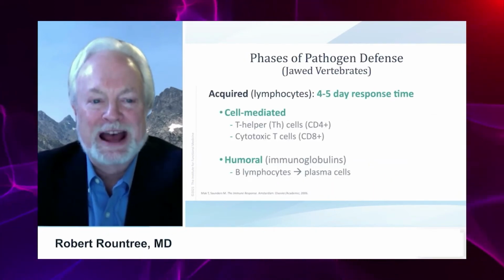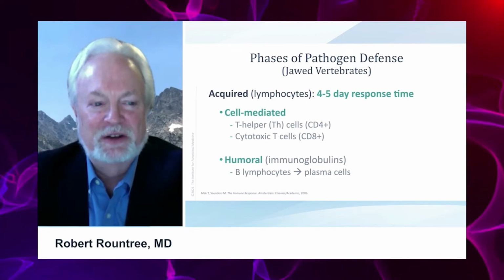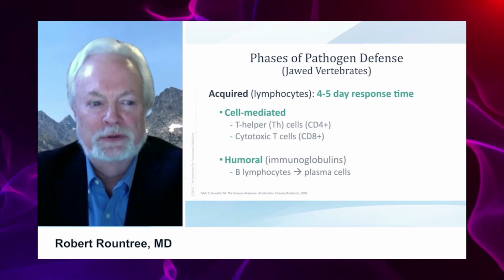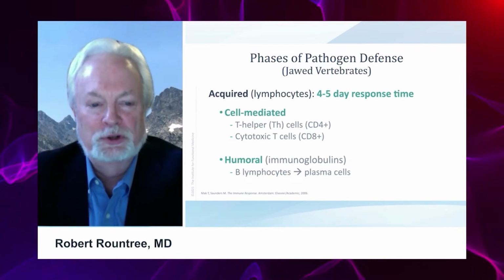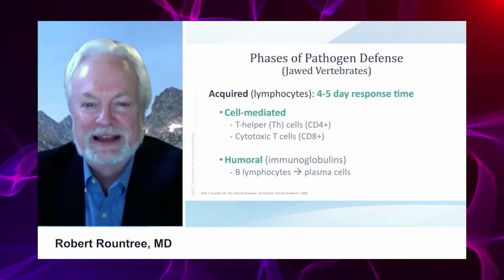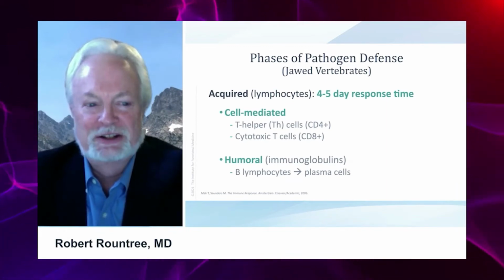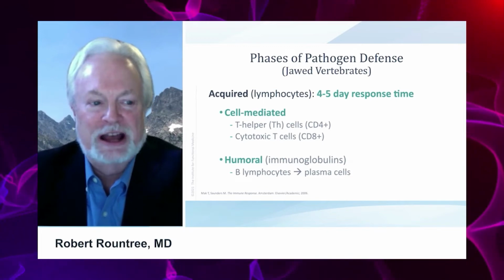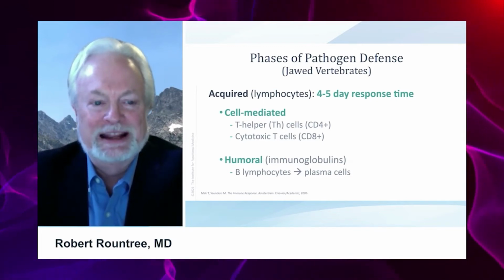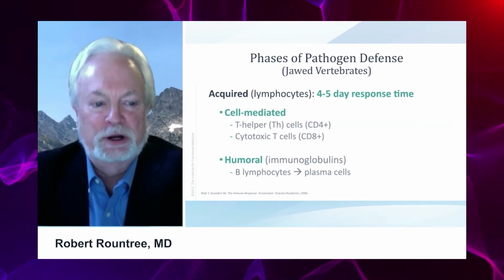Once we've gotten past the defenses of the innate immune system, that moves us into the acquired immune system, which is mediated through lymphocytes specifically. And that typically takes 4 to 5 days to respond. The two major categories of the acquired immune response are the cell-mediated response and the humoral response.